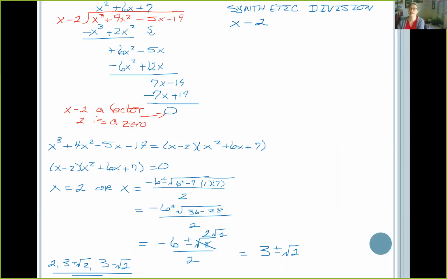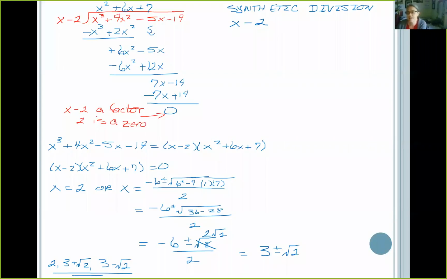As long as we're dividing by x minus 2, we're going to use the fact that if we look really carefully here, we can see that the coefficients kind of fall down, right? And there's a pattern that develops. I'm not going to worry about developing the pattern for you. What I'm going to do is show you how to do synthetic division.